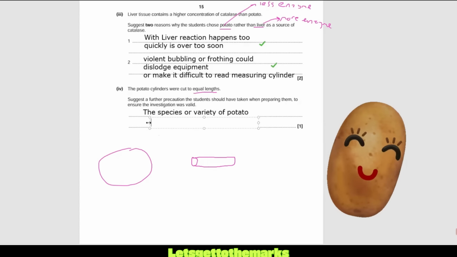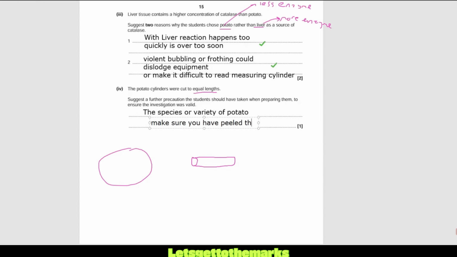What else do you want to keep the same? Make sure you have peeled the potato. You really got to check the mark scheme for this one because some of the things you might assume, like I guess the age, how old the potato is. Older potatoes may have less of the enzyme, something like that in them. Okay, let's give ourselves a mark on that. Okay, let's move on.